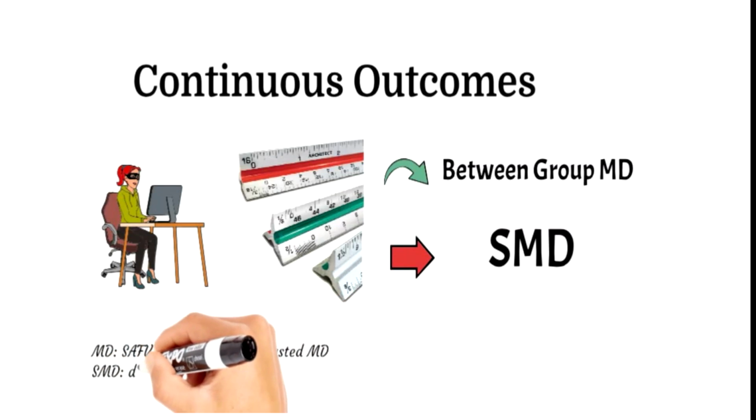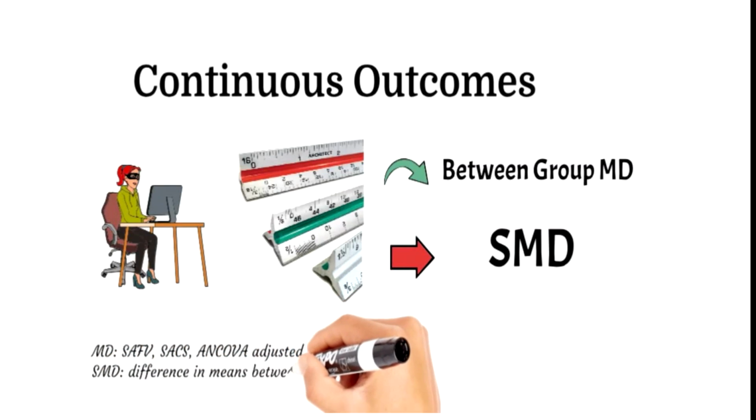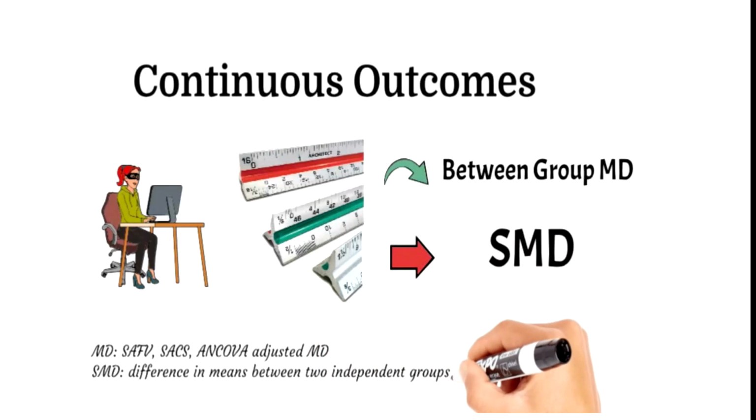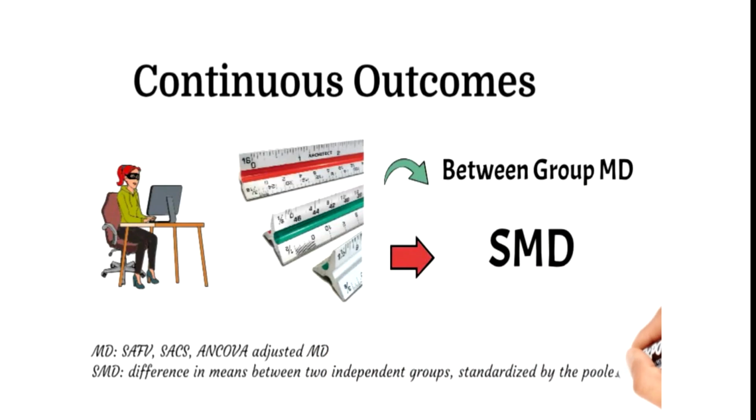If you remember, for mean difference, we have covered different effect size measures such as simple analysis of final values, simple analysis of change scores, and ANCOVA adjusted mean difference. So today I want to cover more on standardized mean difference. Standardized mean difference is the difference in means between two independent groups, which is standardized by the pooled standard deviation. You calculate the raw mean difference, and then you divide that raw mean difference by the pooled standard deviation. That's what you need to do.